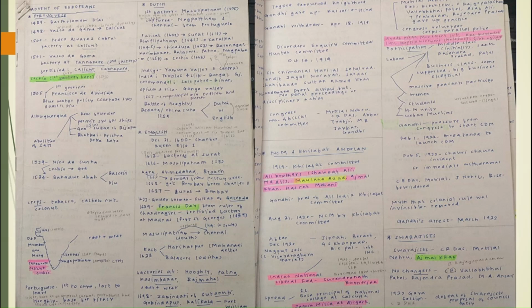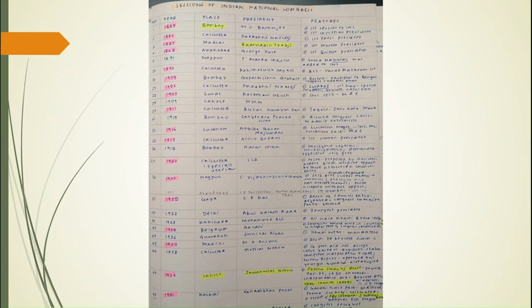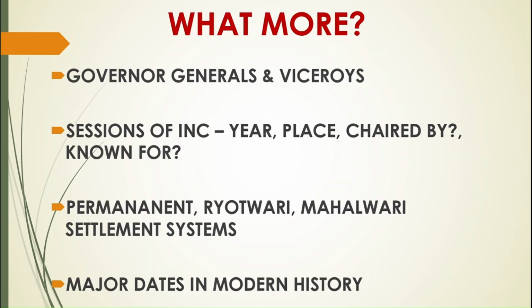And this is my modern history notes. It is only around 20 pages, okay? And here you can see how I have made notes on sessions of Indian National Congress. That is the year, place, who was the president, and what are the features of that particular session. So please pause the video. You can have a look and make your notes accordingly. So this is the basic that we covered, okay?